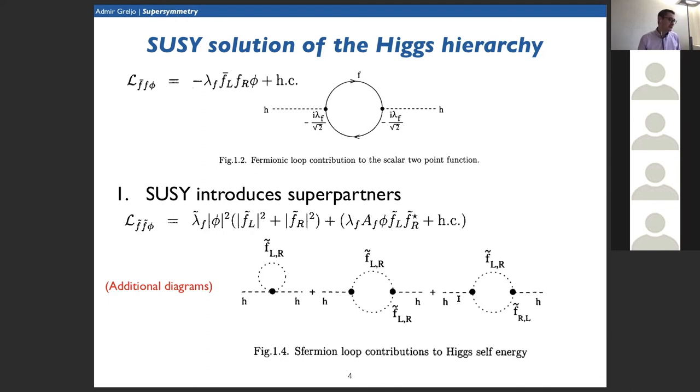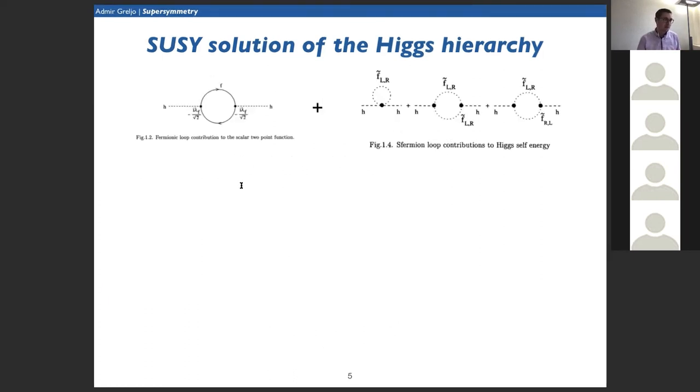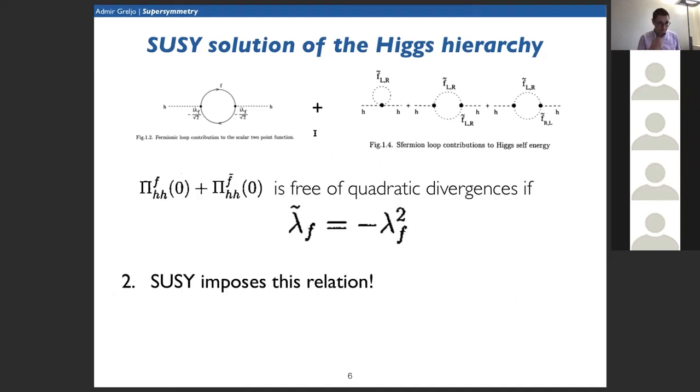Anyways, what do we do? We have additional diagrams because supersymmetry introduced additional particles. These are additional contributions to the Higgs self-energy. Now you have to include all of these contributions. And notice that if the lambda F tilde coupling is minus lambda F squared, then the sum is free of quadratic divergences. And supersymmetry imposes exactly this relation.